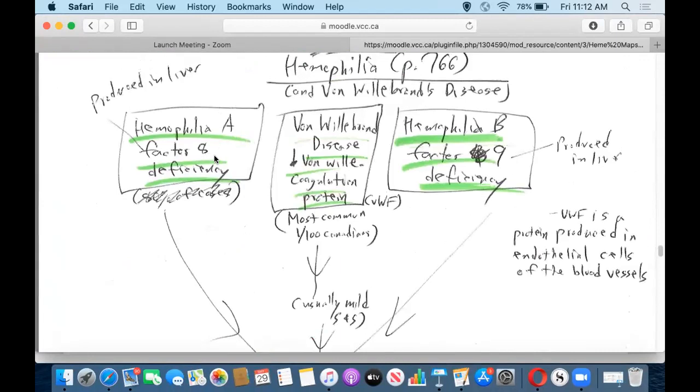Hemophilia A, your deficient factor is factor 8. So obviously what you're going to want to do to deal with that is give factor 8. Von Willebrand disease, you're missing a coagulation protein, which they have labeled the VWF protein. Hemophilia B, you're missing factor 9.